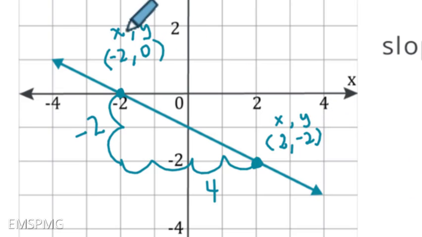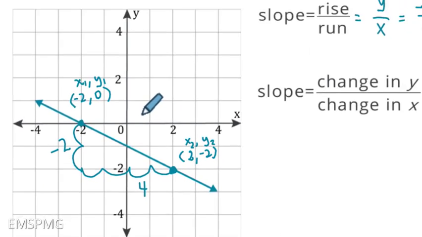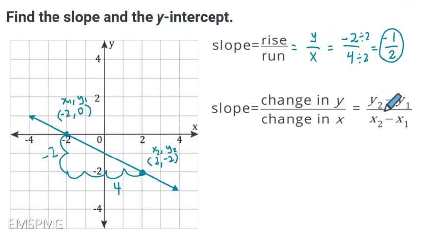Since this point came first, I'm going to put little 1s. Since this point I did second, I'm going to put 2s. You can switch those if you want to, as long as you switch everything. Both of these could be 1s. Both of these could be 2s. You can't mix and match though. All right, so I'm going to go ahead and plug them in. y2, it says it's -2.